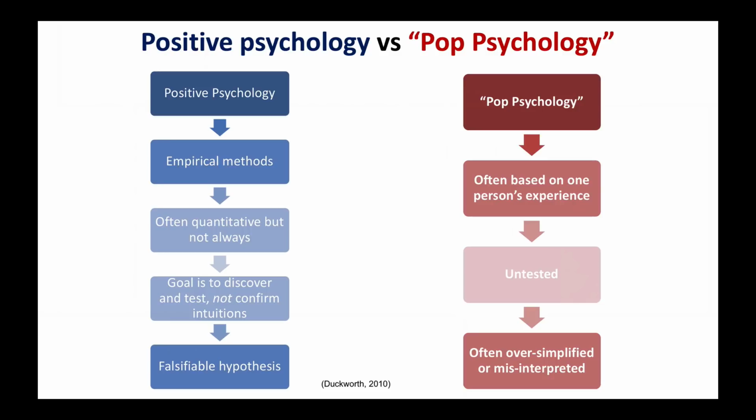When we apply the scientific method, we have to have hypotheses that are falsifiable. We have to be willing to reject an idea or a prediction that we make, because that's how science works. When we only look for information that backs up what we've already concluded, then it ceases to be scientific. So pop psychology, you often see these books in the bookstores.